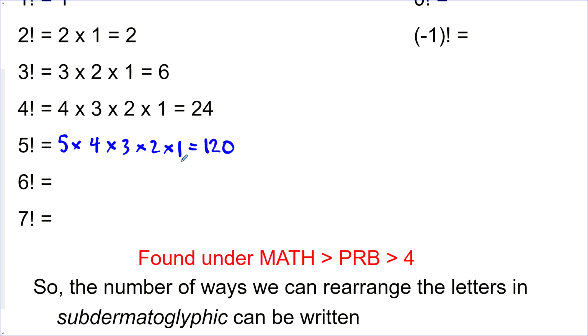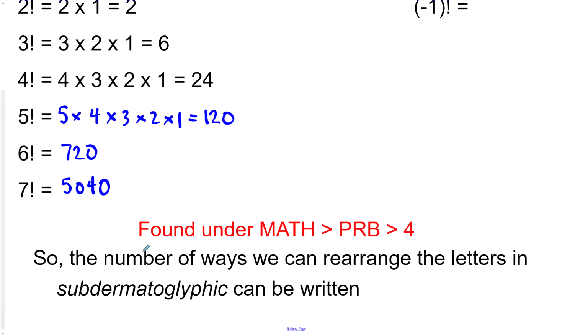We don't want to write this out every time. We can just use the factorial symbol on a TI-83 or 84. It's under math, then probability, and then number 4 is where you find this factorial sign. So you can just type in your calculator 6 factorial, and you get 720. 7 factorial is 5040. And so subdermatoglyphic from the last slide can be written as 17 factorial, and that's a lot easier, and we could actually get that number if we wanted it.